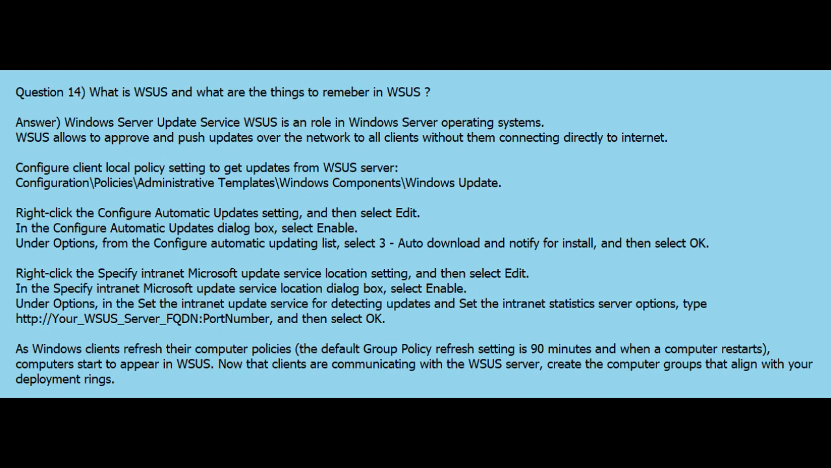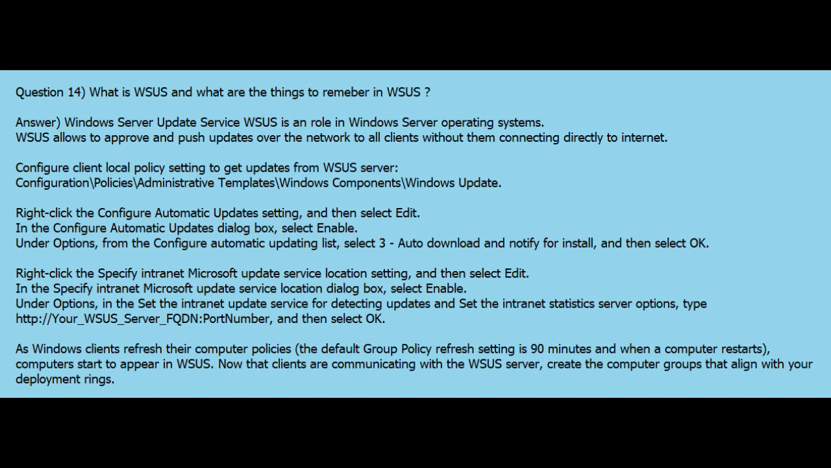Configuration/Policies/Administrative Templates/Windows Components/Windows Update. Right-click the Configure Automatic Updates setting and then select Edit. In the Configure Automatic Updates dialog box, select Enable. Under Options, from the Configure Automatic Updating list, select Option 3 Auto Download and Notify for Install, and then select OK. Right-click the Specify Intranet Microsoft Update Service Location setting, and then select Edit.